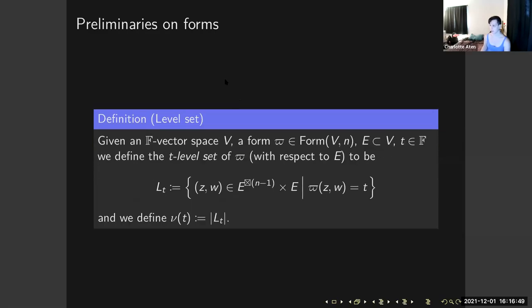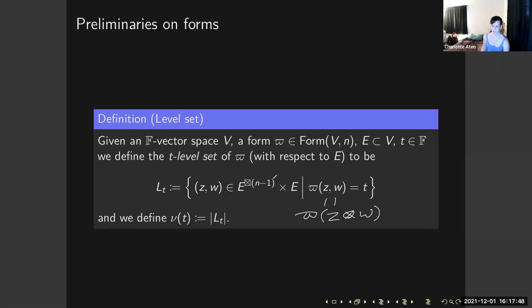And then if I have some form over a vector space V, which again we're thinking of as being a finite dimensional vector space over F_q, then if I take some subset E of my vector space V and then some element t in my underlying field, the t level set of this form pi with respect to the set E is the set of all pairs (z, w), where z is an n minus one fold pure tensor and w is an element of E, so that pi of (z, w) is t. And so now what does this pi of (z, w) mean exactly? Well, I should be feeding pi things that come from n-fold tensors over V. And so this is actually z tensor w, but of course we'll tend to use notation like this.